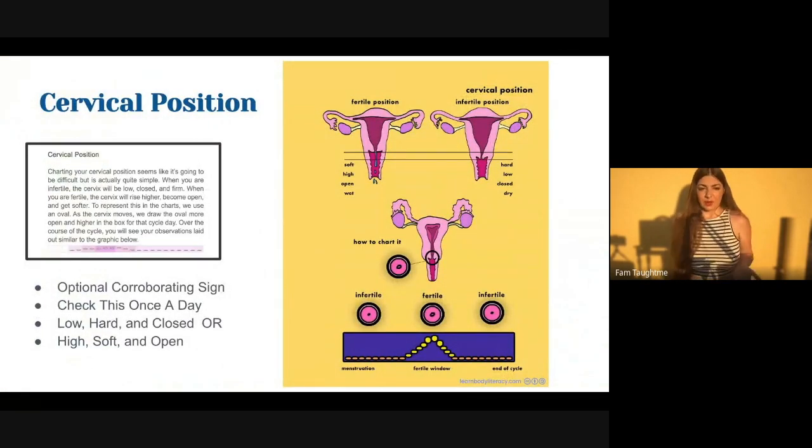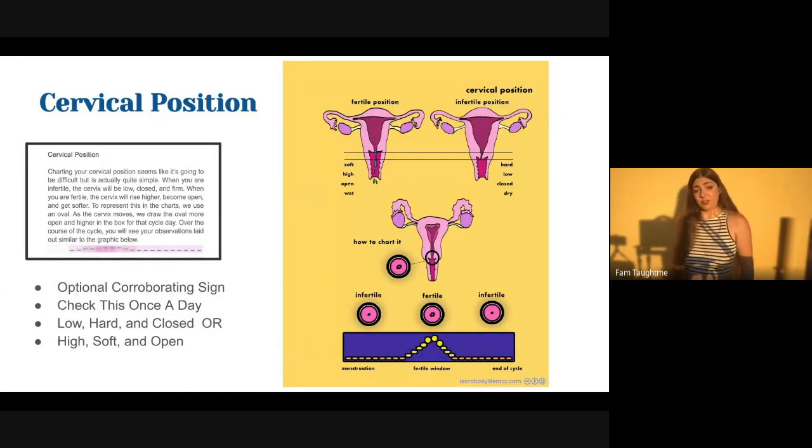And then here's a little bit more about cervical position. So charting your cervical position seems like it's going to be kind of difficult, but it can actually be really fun. And eventually it becomes very intuitive to me, through my experience of it through sex and just knowing where my cervix is at. I'll make those observations occasionally, but basically you're reaching inside your body and you're feeling the ectocervix. That's what we actually are feeling at the top of our vaginal canal. And it's an optional corroborating sign that you can check once a day.